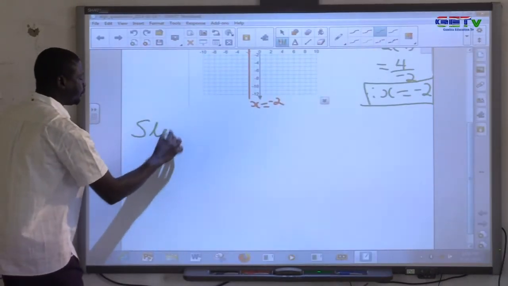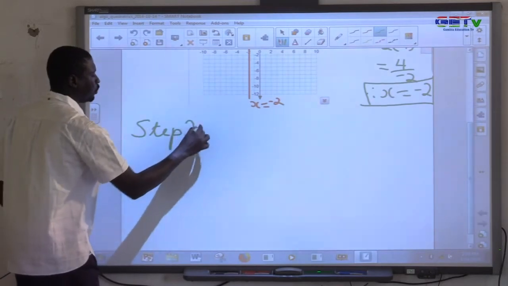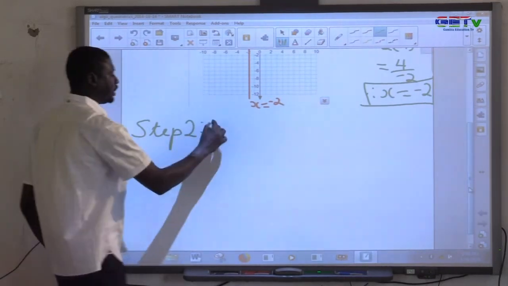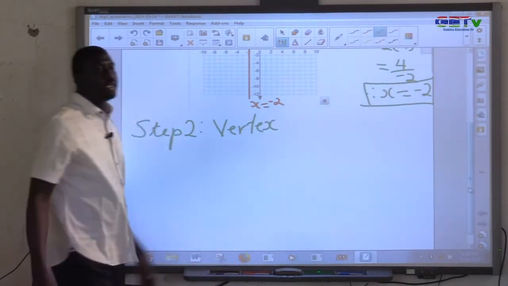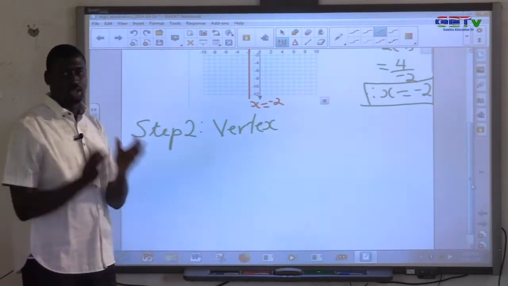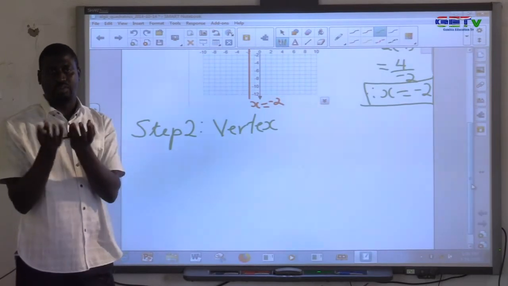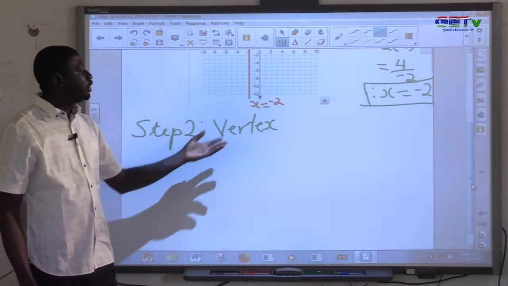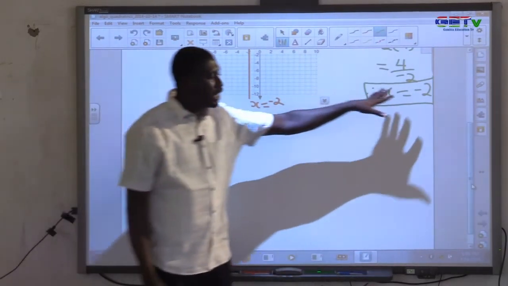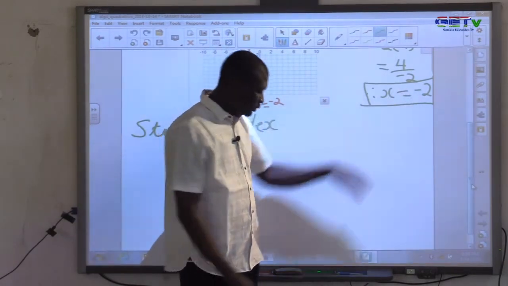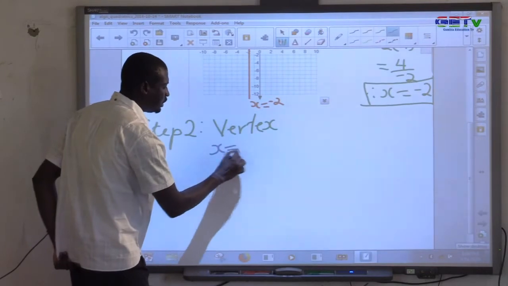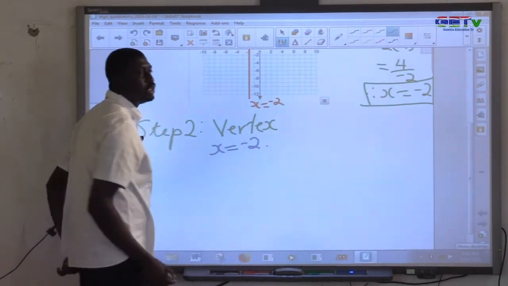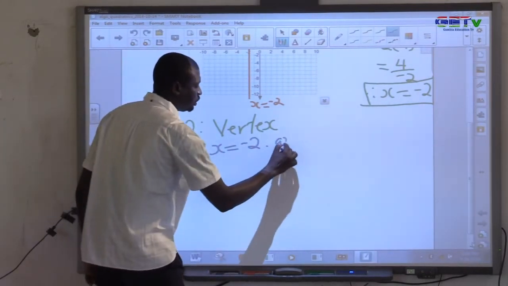Step 2, we have to solve for the vertex. The vertex is a coordinate point, x and y values. The x value of the vertex is the line of symmetry, which we have already solved. So the x value, x is equal to -2. That is the axis of symmetry.